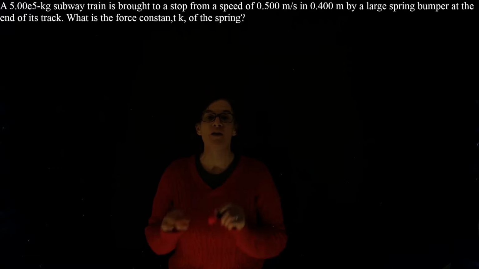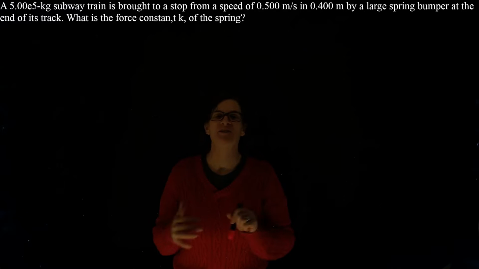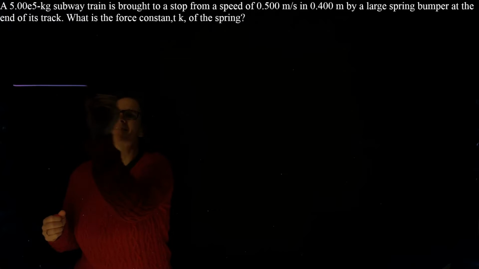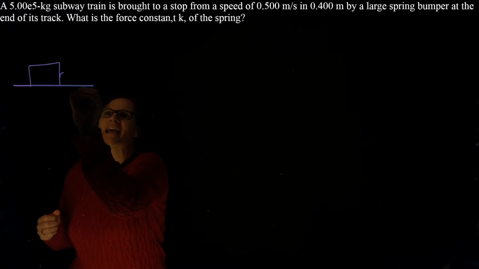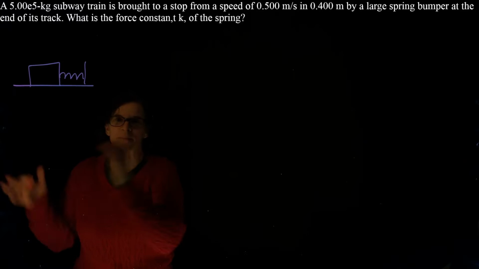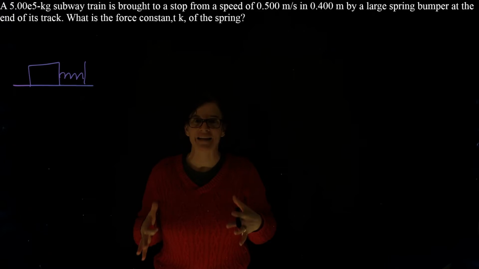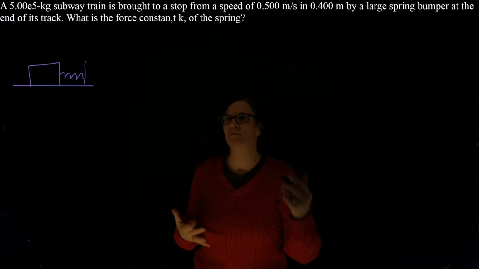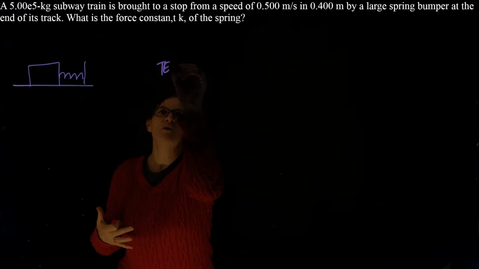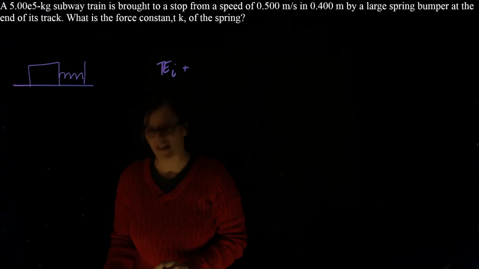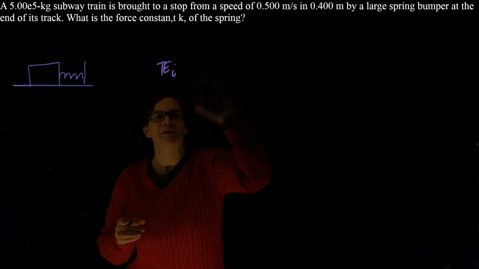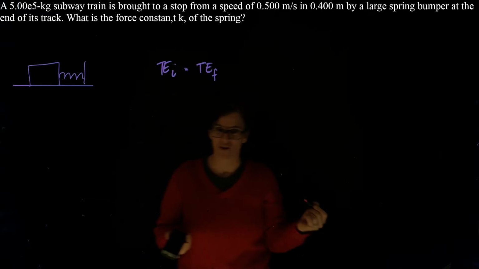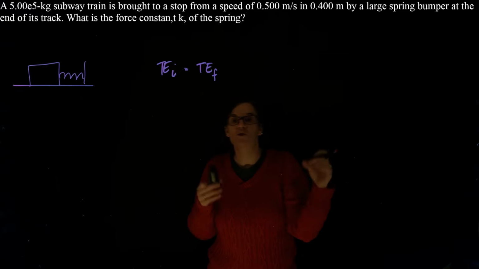We're going to do it through energy. So if we do it through energy, let's make sure we understand what is happening in this problem. Imagine that you have this train and it hits this giant bumper that then compresses, bringing the train to a stop. Whenever we think about energy problems, we want to remind ourselves that the total energy at one point in time, we'll call that initial, has to equal the total energy at another point in time, we'll call final. And so we want to identify what those 2 points in times are.